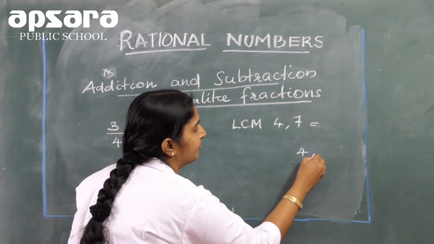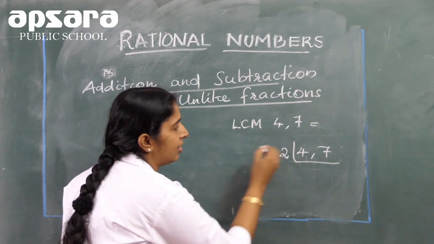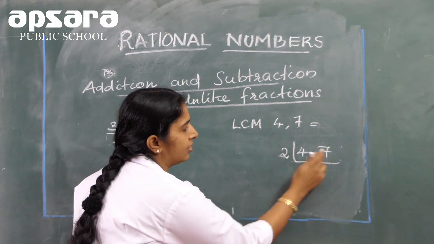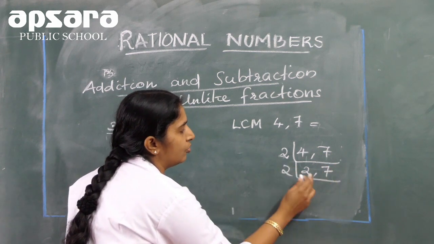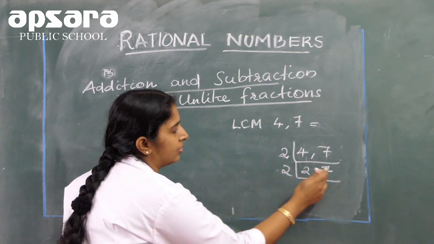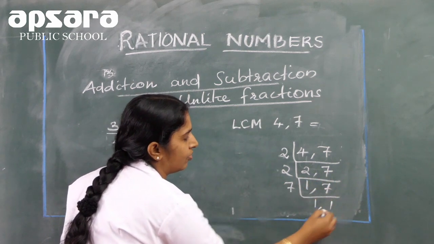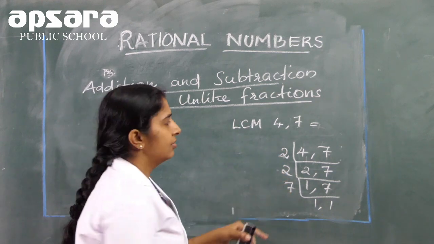For that, we will start with the lowest prime number 2. 2 in 4, 2 times. It won't go into 7, so the same number again. 2 into 1, 1 time. It won't go. So 7. So the LCM is equal to 2 into 2 into 7. What is that?